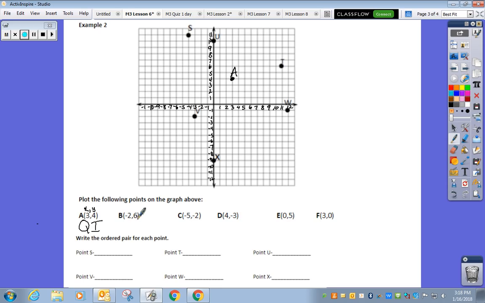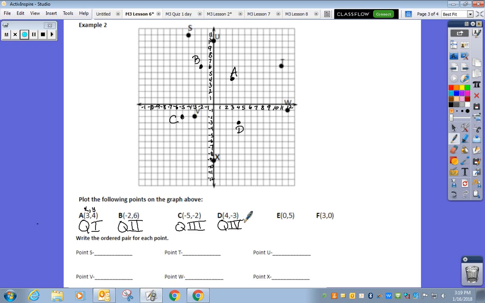Point B is negative 2, 6. Starting at the origin, I move over to negative 2, up to positive 6. This is point B. Point B is in quadrant 2. Negative 5, negative 2. Starting at the origin, move over to negative 5, down to negative 2. That's point C, and it's in quadrant 3. Point D is 4, negative 3. Starting at the origin, I move over to positive 4, down to negative 3, and that's in quadrant 4.